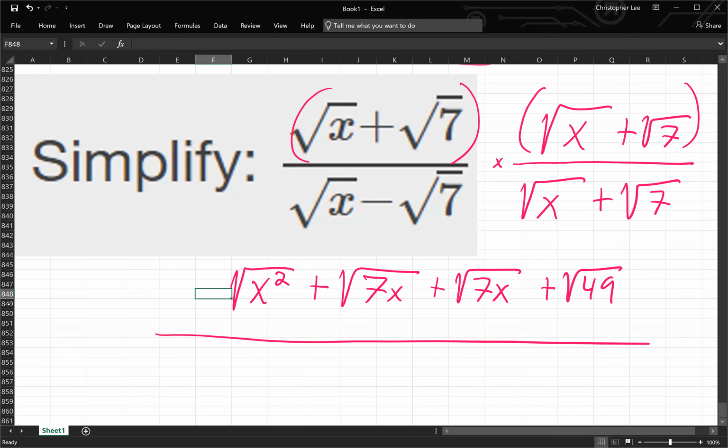All right, let's do it on the bottom. Square root x times square root x, what's that? Square root x squared. Square root x times positive square root 7 is what? Square root 7x, very good. And then negative square root 7 times square root x is what? Square root 7x, all right? Now, negative square root 7 times positive square root 7, what's that? Negative square root 49, right? All right.